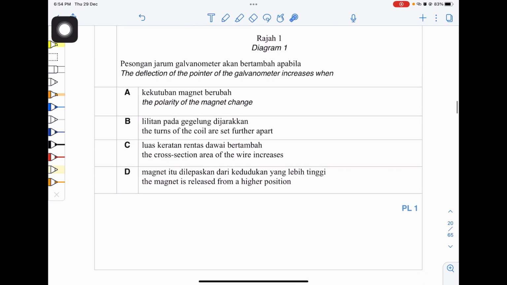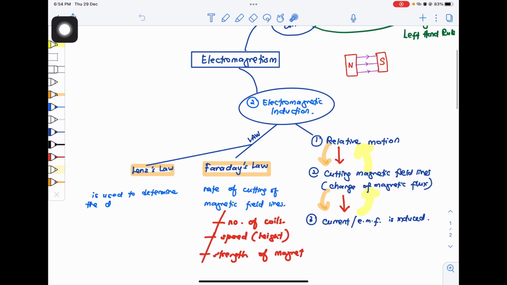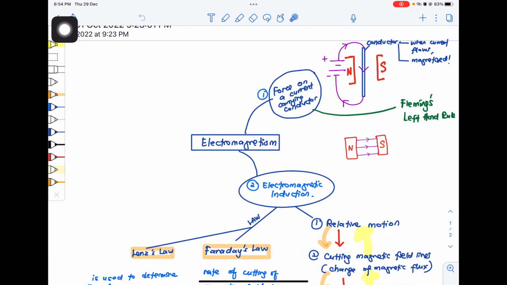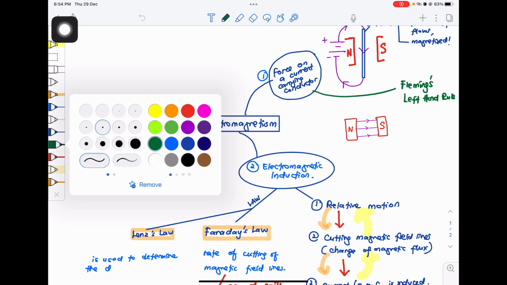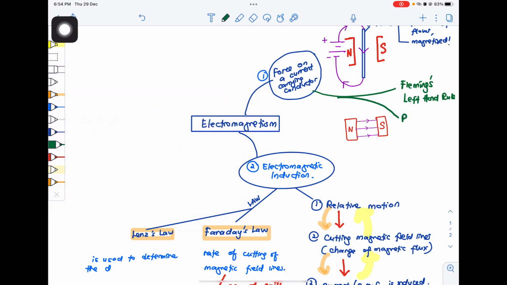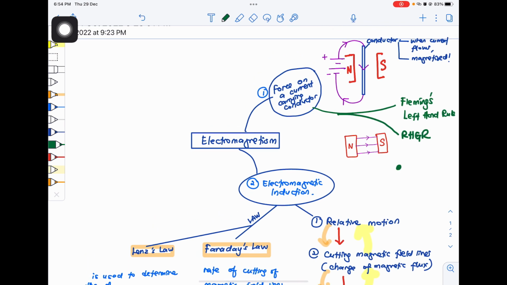Okay, we move on to 4.2. So we have done 2 sessions for force on a current carrying conductor. And then we use Fleming's left hand rule. Sometimes we use another rule, which is the right hand grip rule. And then you know dot, cross, dot or cross, into the page, out of the page. This is current out of page.